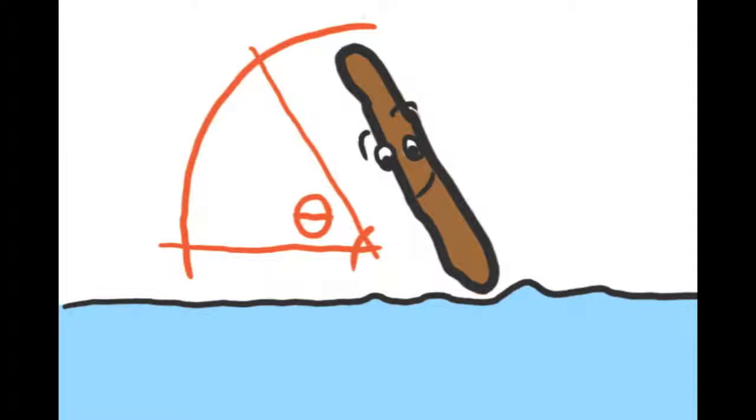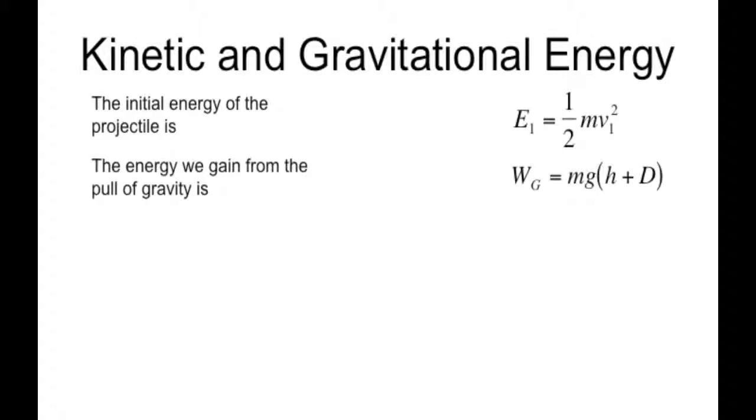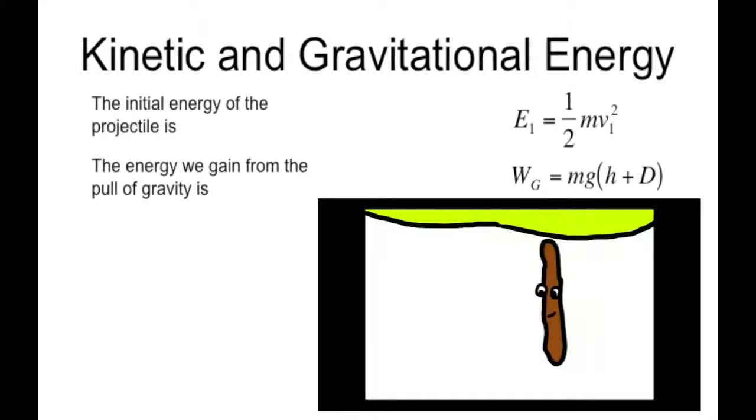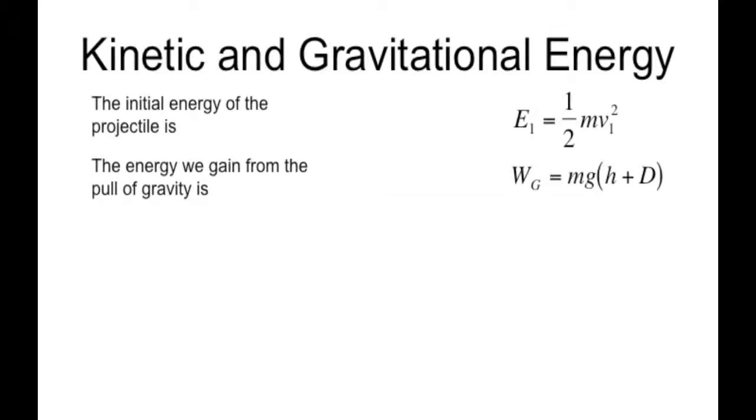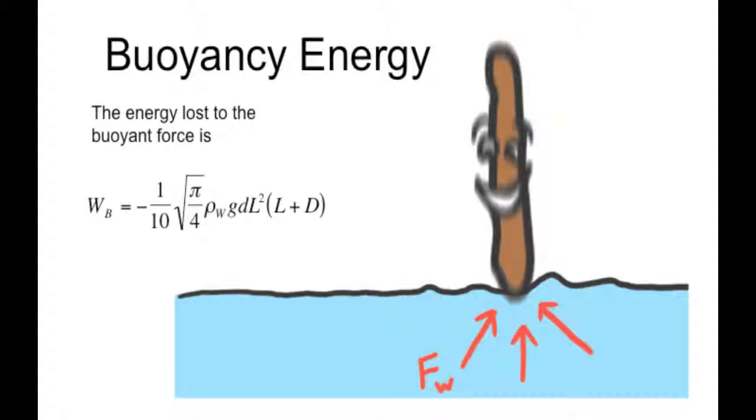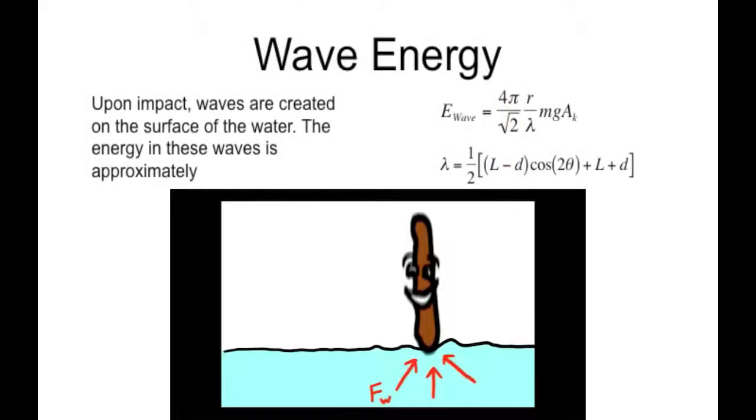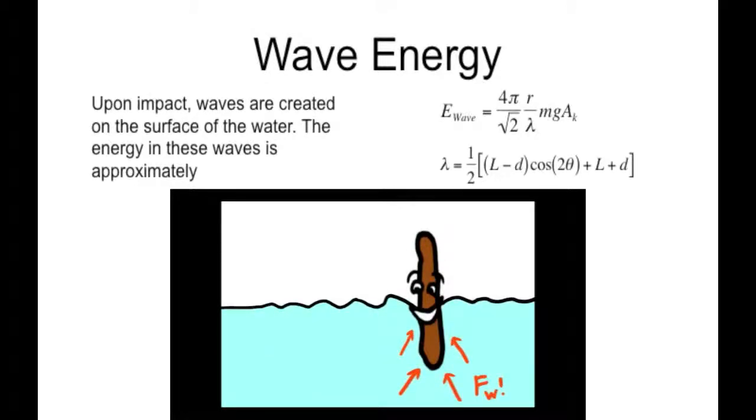So now that we have our model assumptions, let's consider the equations describing the projectile dynamics. To begin with, we have the initial kinetic energy. We also have the energy gained as the projectile falls due to gravity. As the projectile crosses the water surface, it feels an increasing buoyant force pushing it in the upward direction. As the water surface is impacted, waves will be created with a characteristic wavelength of lambda. Lambda is the symbol at the beginning of the equation that looks like a tiny apatosaurus.